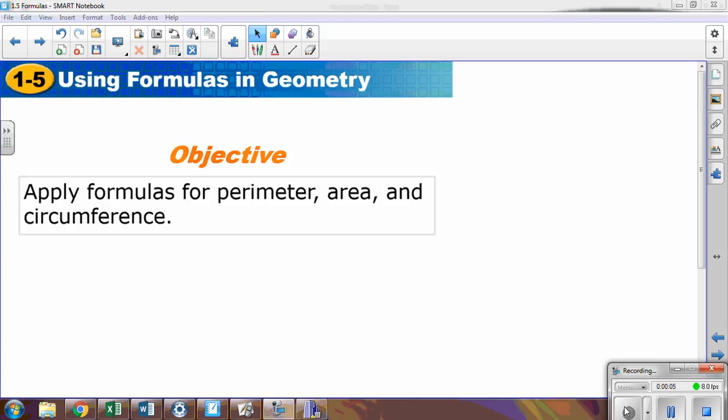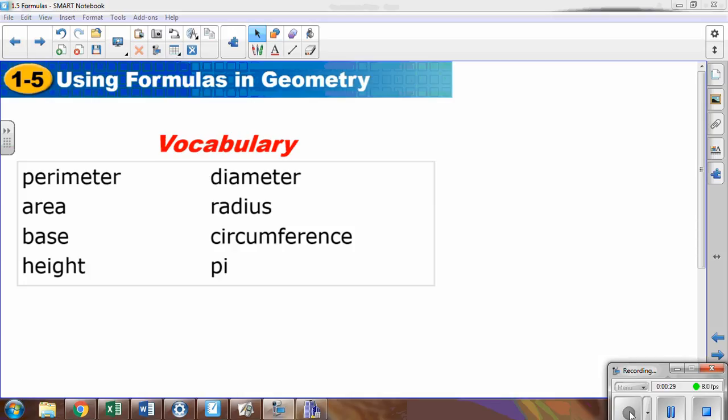Fairly simple. We want to know how to use formulas. Of course, in your earlier classes with pre-algebra and algebra 1, you spent a lot of time already using formulas. Today is intended to be just a very quick review over using formulas. Since we're focusing on geometry, we want to use formulas for perimeter, area, and circumference. We have our list of vocabulary that we've seen and worked with.